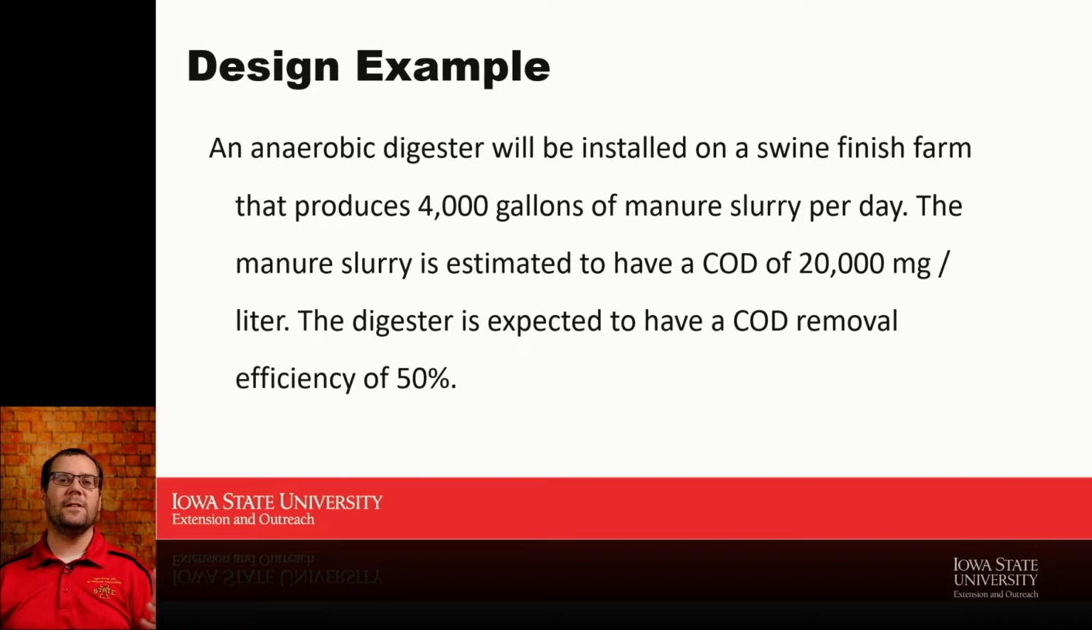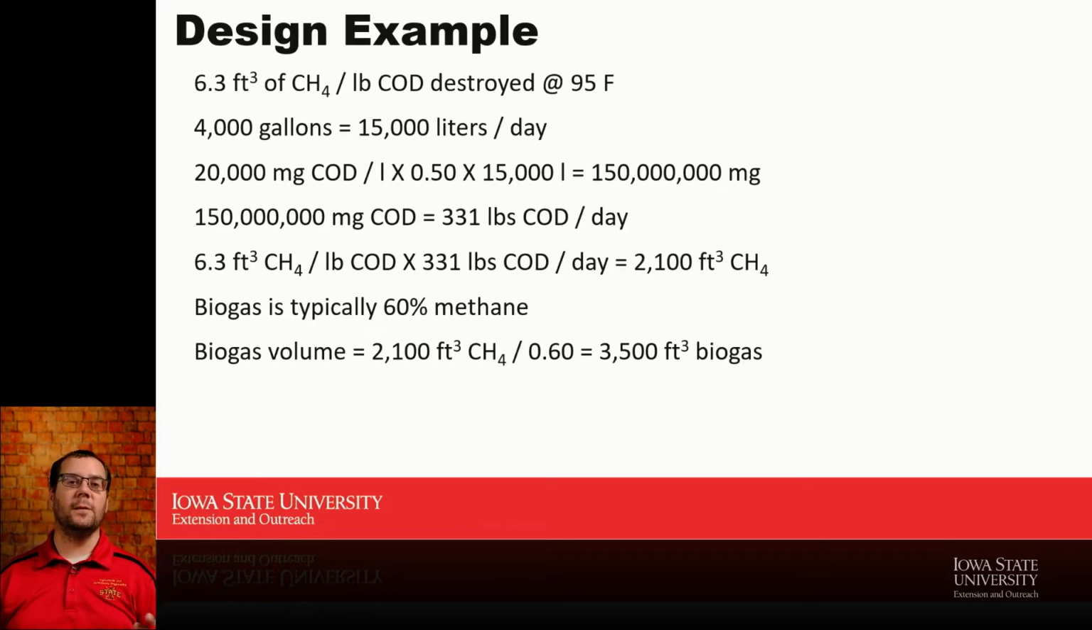In this case, I just have a little example to walk through how we might estimate how much methane we might have for a potential project. So here I have a swine finishing farm. They make 4,000 gallons of manure a day, so I probably have about 4,000 pigs on that farm. Swine manure, in this case, I said is going to have a COD of 20,000 milligrams per liter. Depending on your management system, you might find manures with up to 100,000 milligrams per liter, right? So there's a large variation depending on how that material has been managed beforehand. We'll probably break down roughly 50% of that material.